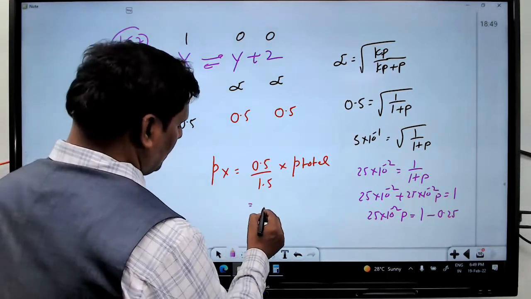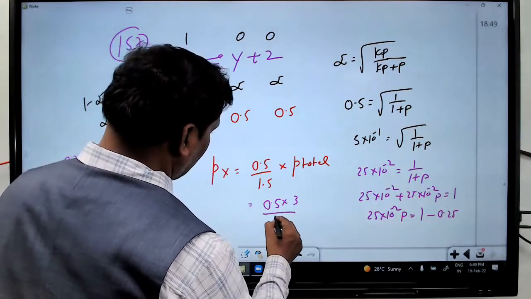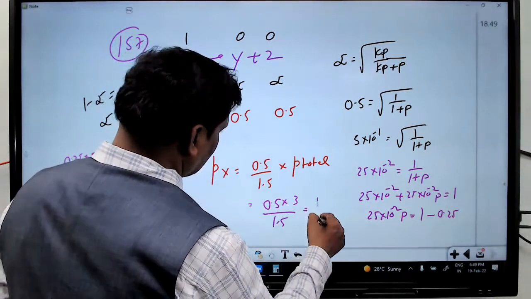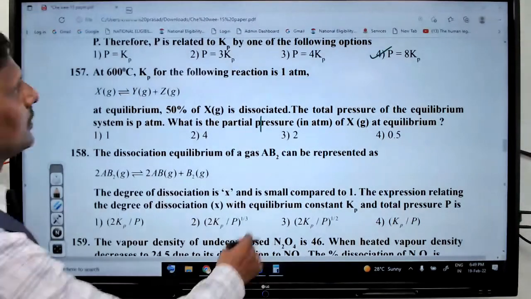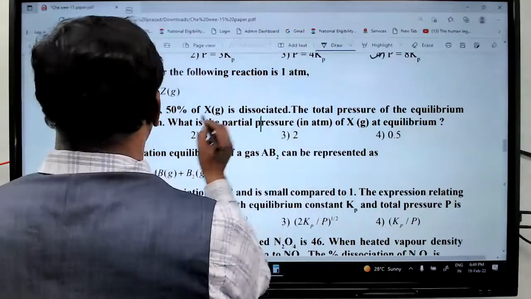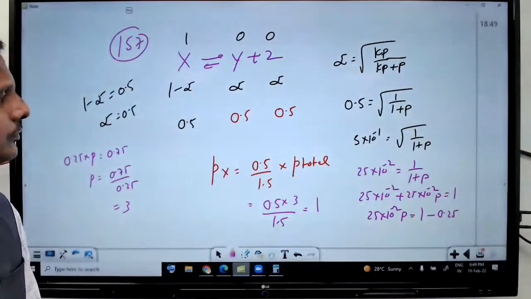That means 0.5 into 3 divided by 1.5, which is answer equal to 1. Look, the answer is equal to 1. For the system, the answer is equal to 1.